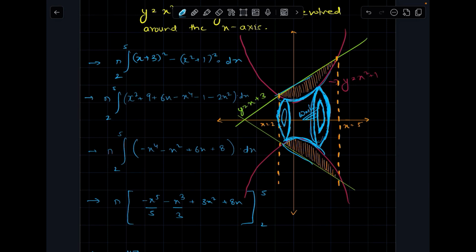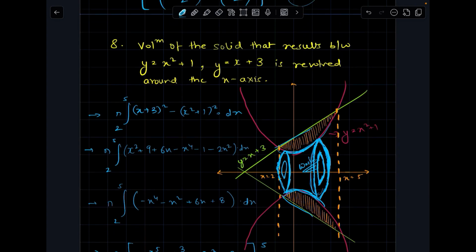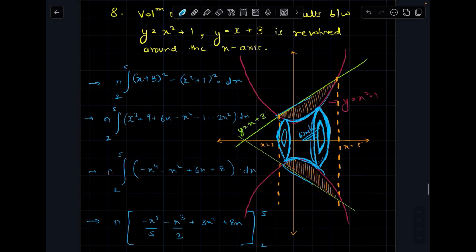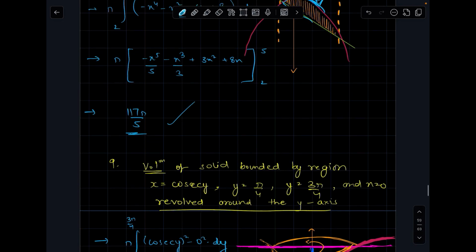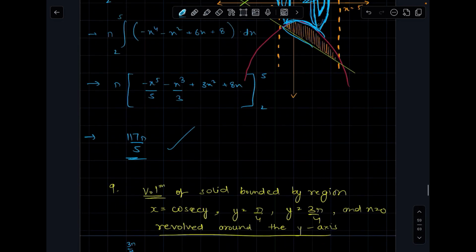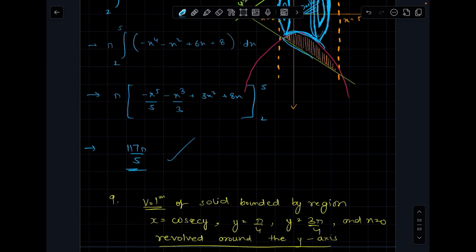So we integrate this, x plus 3 is always above x squared plus 1, and we integrate this with the respective limits that are the points of intersection of the x coordinates bounded by the region, and solve this, and we get our answer as 117 pi by 5. Now, this is, I think, yeah, this is the last question. So pause the video and solve it.